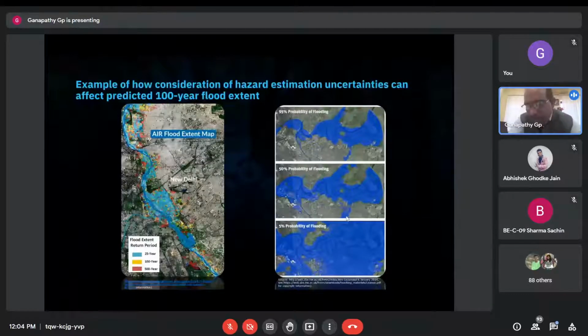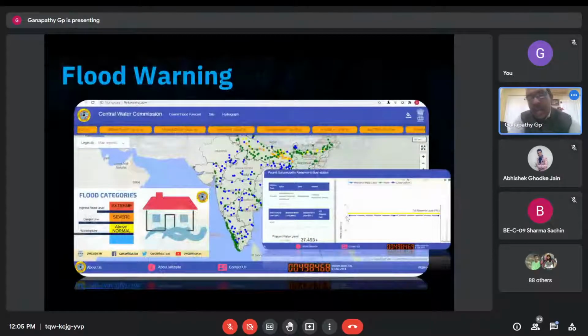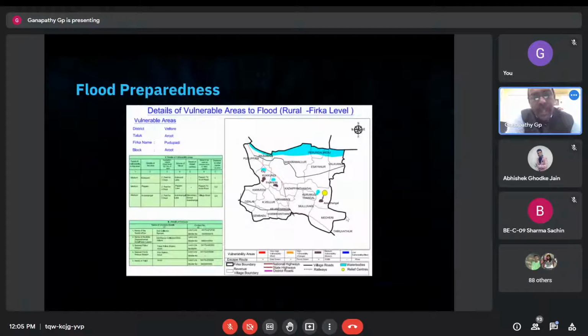And hazard maps are available, like the earthquake hazard map. For floods also, you can get the different flooding probabilities of occurrence. And we have a flood warning system already available from the Government of India, the Central Water Commission. You can monitor the flood in dams. If a dam level breaches the exceedance limit, it will automatically give a warning. And flood preparedness maps are available.